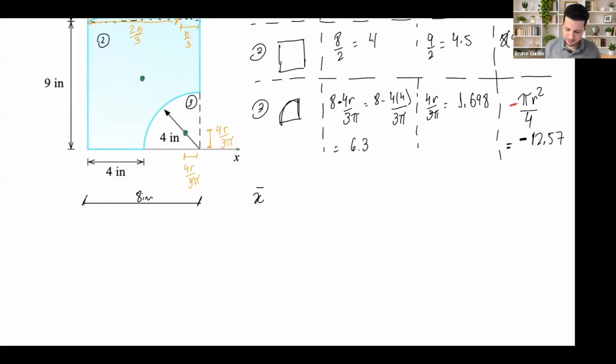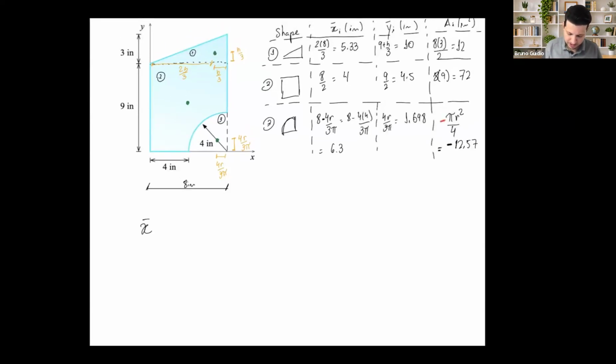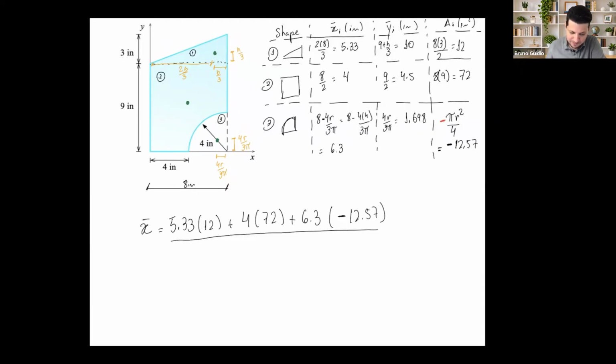X bar. Let me put it here. X bar equals 4 times 72 plus 6.3 times negative 1257, divided by 1272 minus 1257. By my calculation, this is 382 inches.